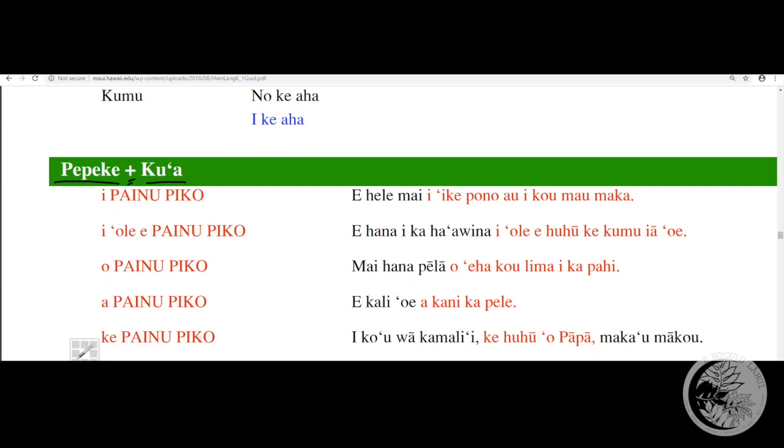So if we look at the example we have here, e hele mai, I ike pono wau I ko mau maka. Meaning that this, as a verb phrase, is attached to the actual sentence, or to the po, as you would say, of the sentence. E hele mai, yeah, come hither, come in this direction. Now the I ike pono wau I ko mau maka, that is what we call a Kuʻa.